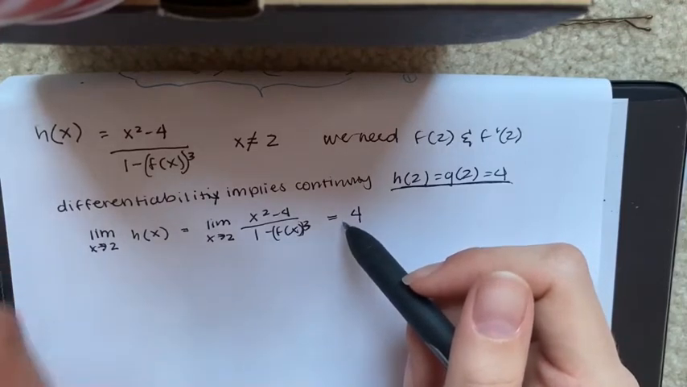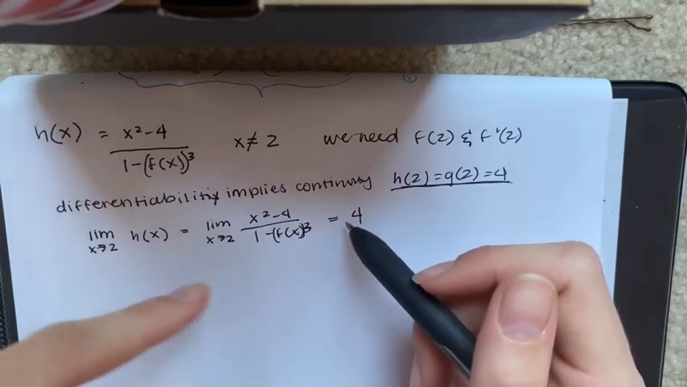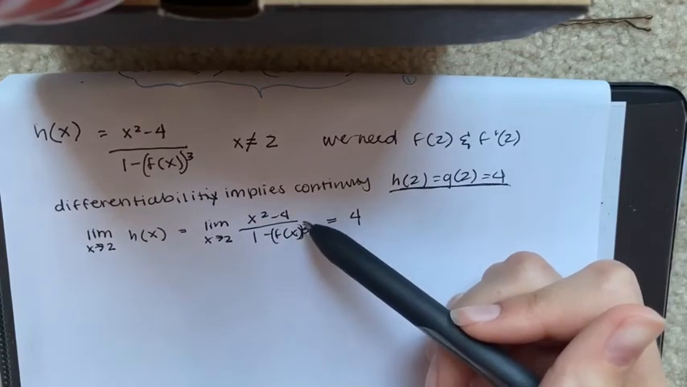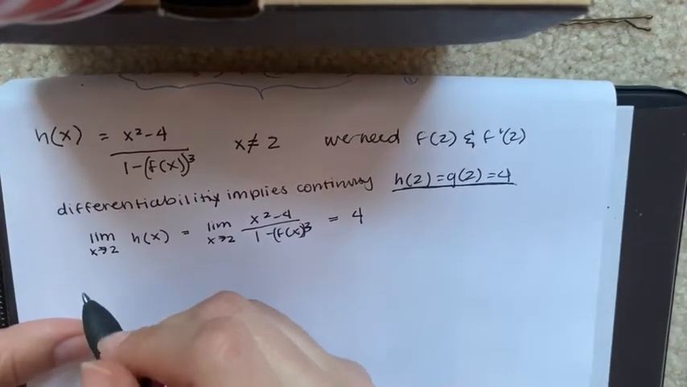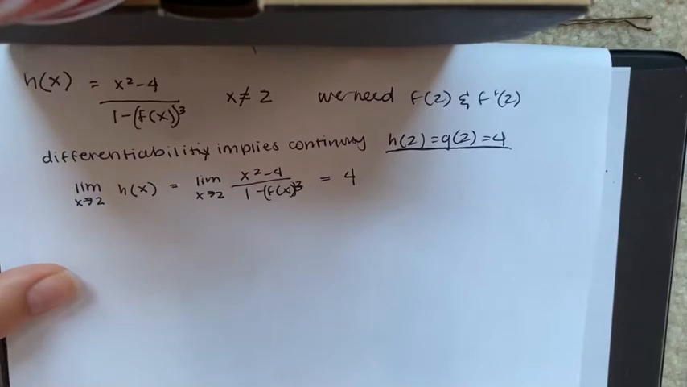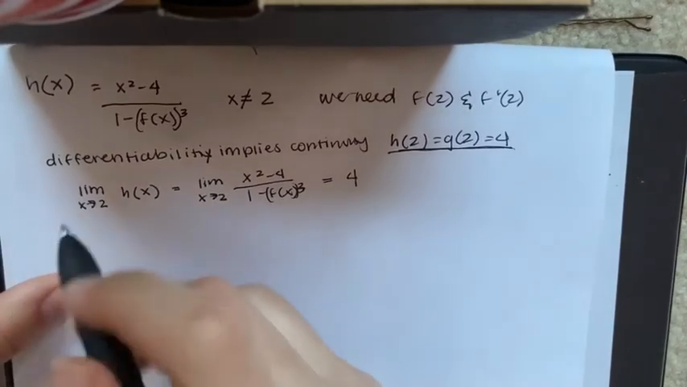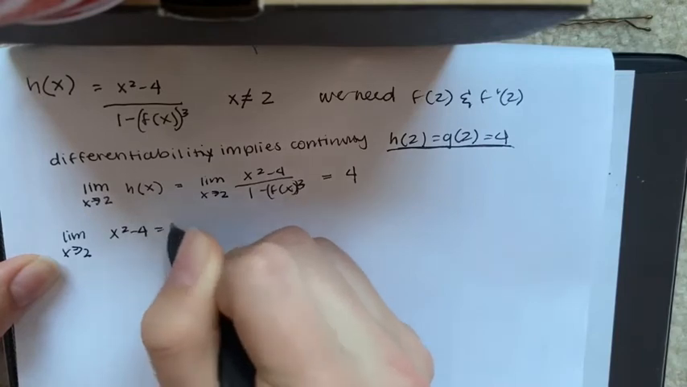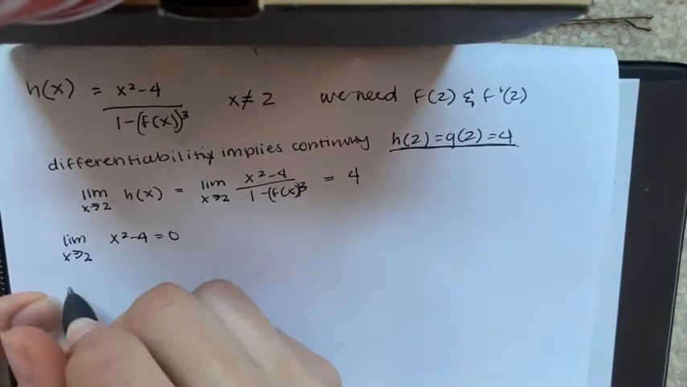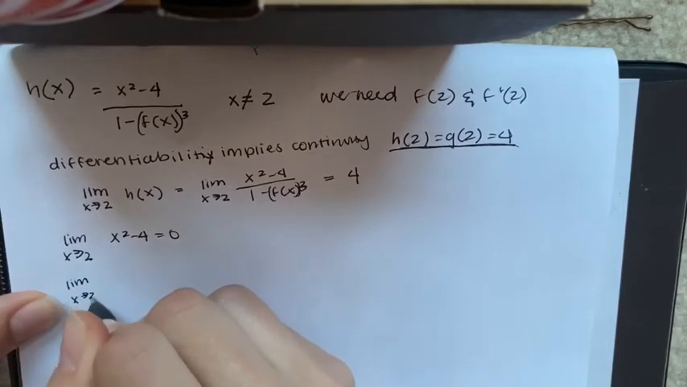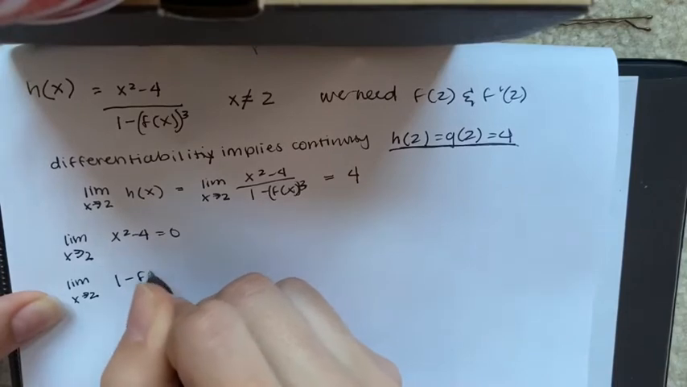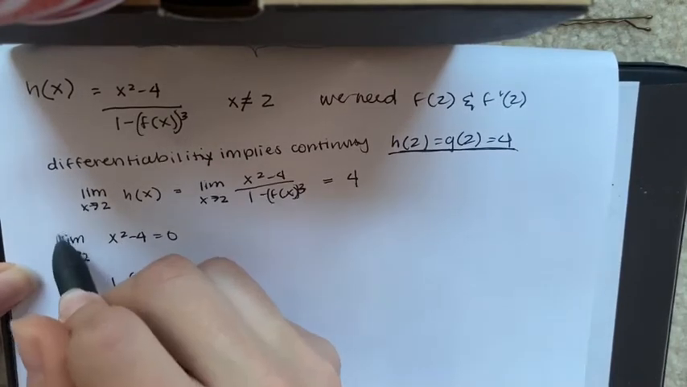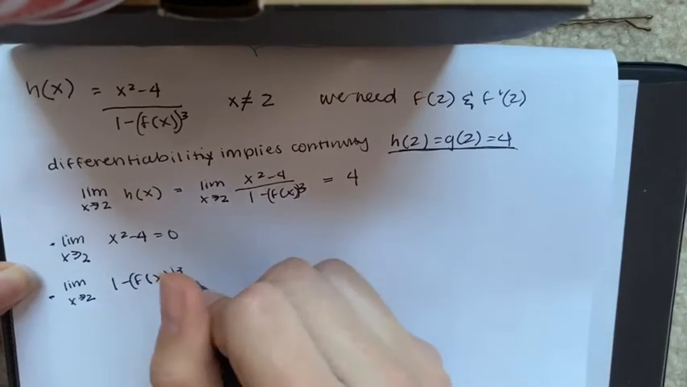So when you plug this in, x squared, so 2 squared minus 4 is 0, and then this value here, once again, is 0. So that's an indeterminate form, and we're going to evaluate the two limits separately, because if we show that we're evaluating the limits together, you might not get the points that you may deserve for this problem. So here we're going to evaluate the limit as x approaches 2, x squared minus 4 equals 0. Here, the limit as x approaches 2 of 1 minus f of x cubed.